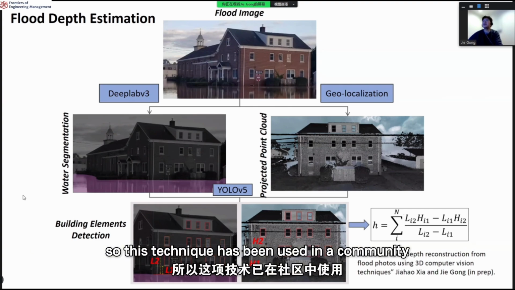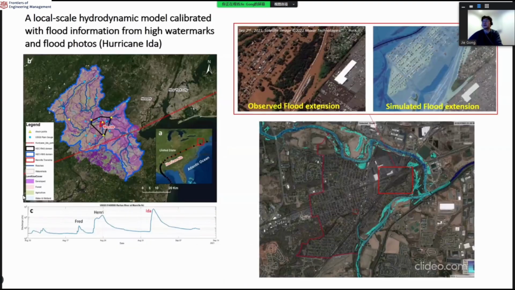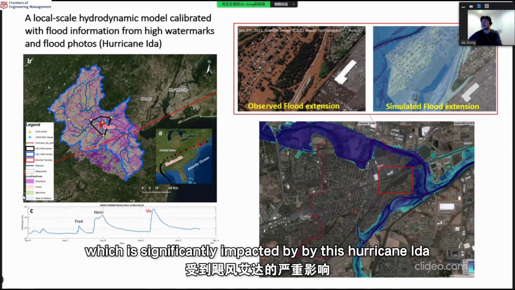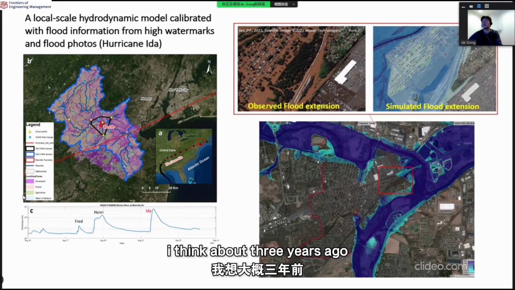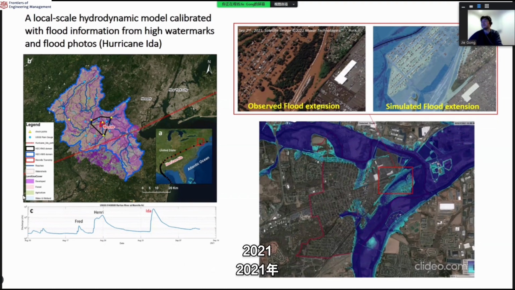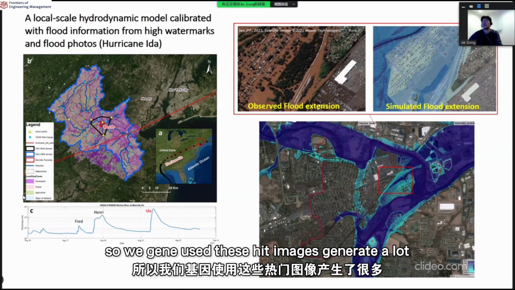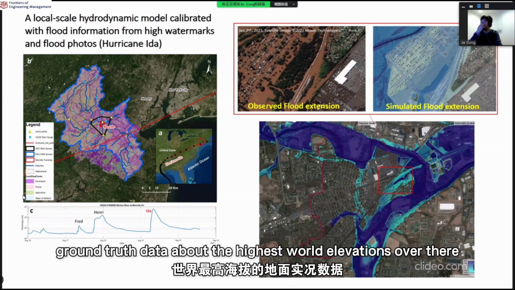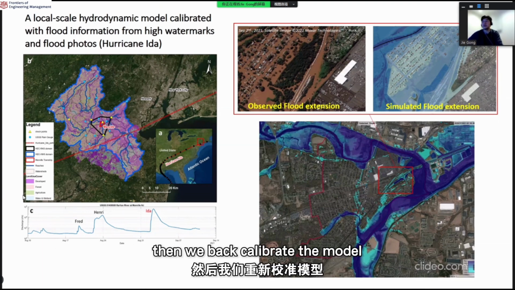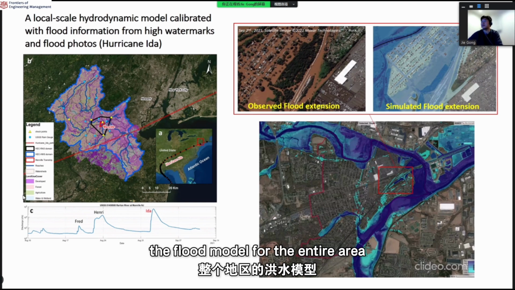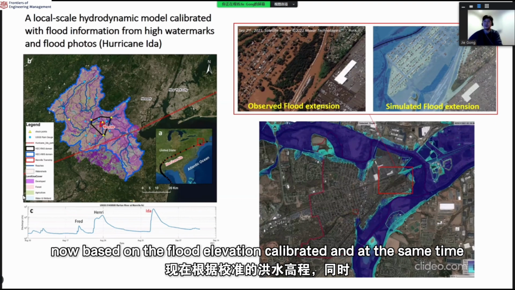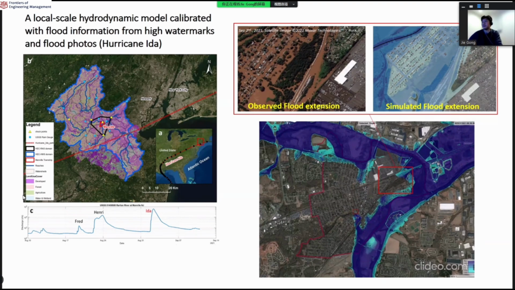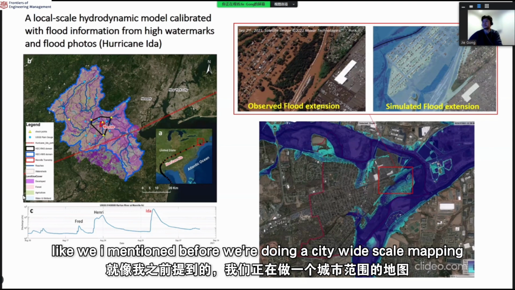This technique has been used in a community called Manville, which was significantly impacted by Hurricane Ida about 3 years ago, in 2021. We used these images to generate a lot of ground truth data about the highest water elevations. Then we back-calibrated the flood model for the entire area.